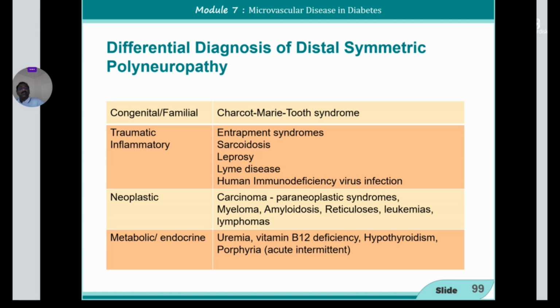So definitely, these are also reasons to get distal symmetrical polyneuropathy. Metabolic and endocrine, these are very, very important: uremia, that is your CKD, vitamin B12 deficiency, hypothyroidism, and porphyria. Out of them, the first 3 are very common in our societies. CKD is very common because of uncontrolled diabetes. Hypothyroidism is so common, and vitamin B12 deficiency may be because of chronic alcoholism or chronic metformin therapy, which will cause B12 deficiencies.